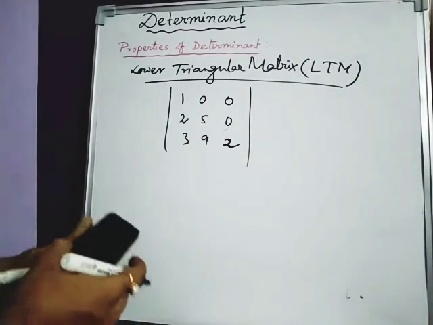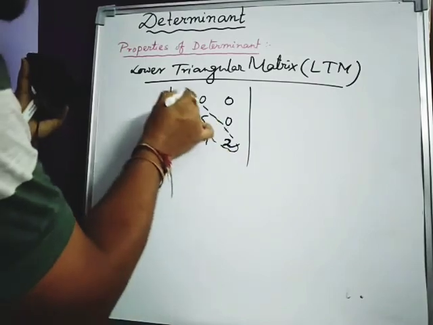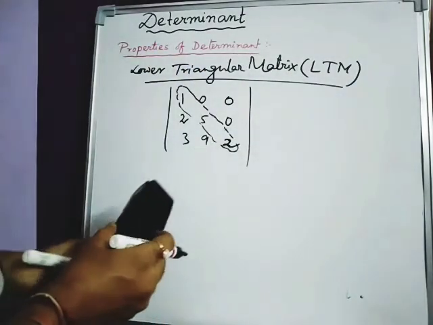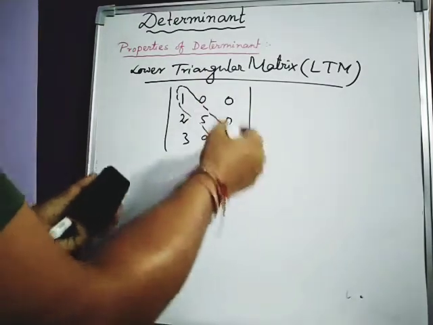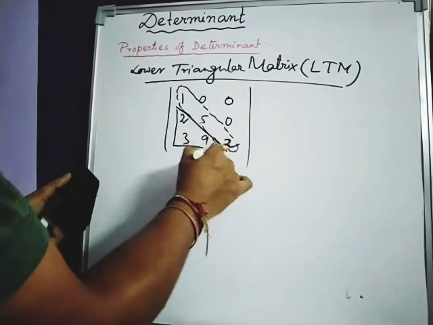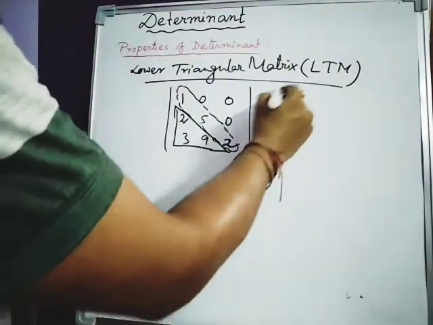How to know whether it is lower triangular or upper triangular? Please remember, this is known as the principal diagonal element. If the portion above the principal diagonal is 0, that means it is a lower triangular matrix, that means only the lower values exist. This is forming a right angle triangle, so this is known as a lower triangular matrix.